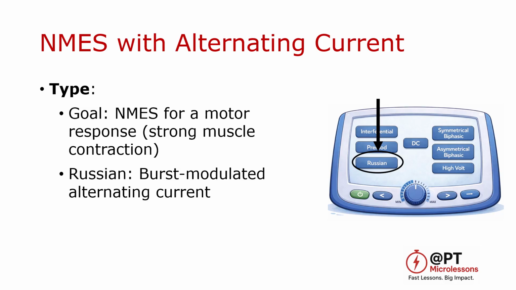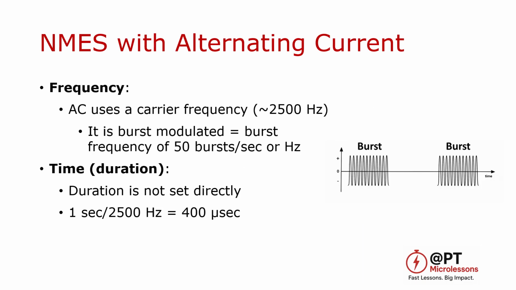Okay, let's move on to setting up NMES using alternating current. As I mentioned earlier, when most people hear NMES, they often think of Russian current, and vice versa. Russian current is a burst-modulated form of alternating current used for NMES. Starting with type, the goal is a motor response, meaning a strong visible muscle contraction. And in this case, we are choosing alternating current. Now, remember, this is where things start to differ from pulsed current.